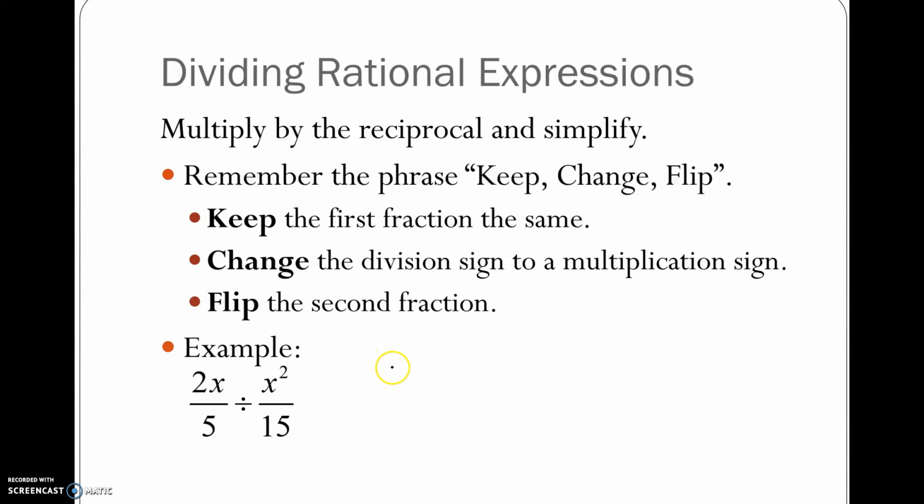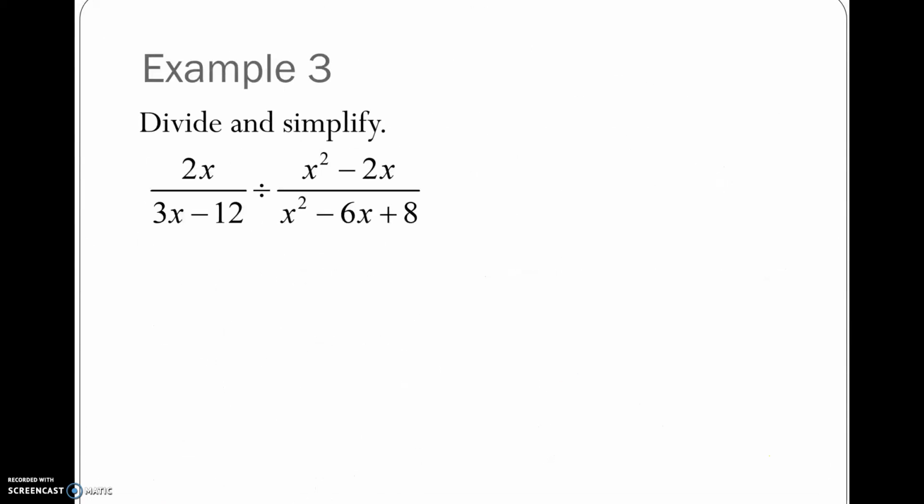So in this example, we would keep 2x over 5. That first fraction stays the same. We change this sign. Instead of division, we are going to multiply. We're going to multiply by the reciprocal. So you take the second fraction and you flip it. Keep the first fraction the same. Change the division sign to multiplication, flip the second fraction. What you're actually doing here, instead of dividing, we are multiplying by the reciprocal. Then you would finish this just like we've been doing with multiplication. So let's go to the next example.